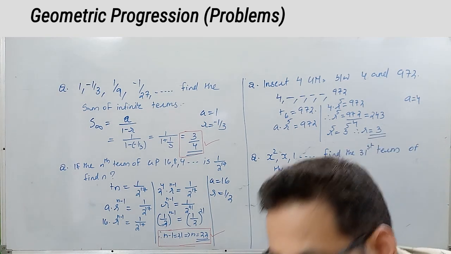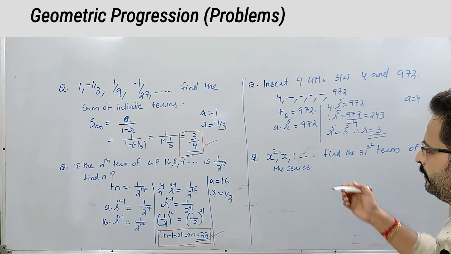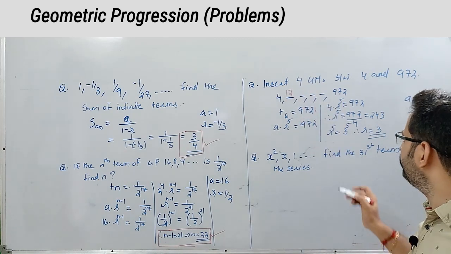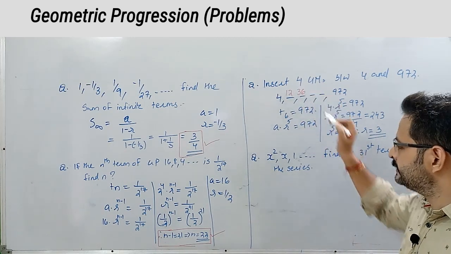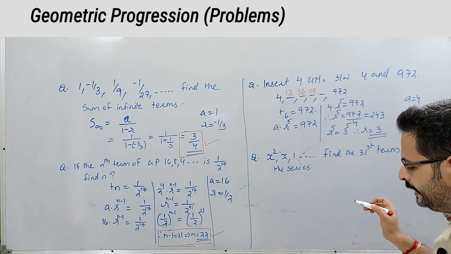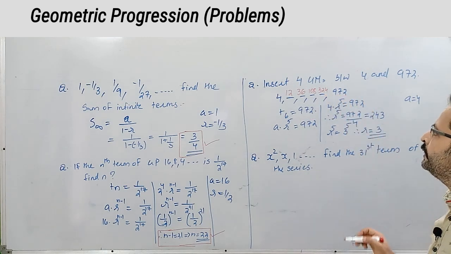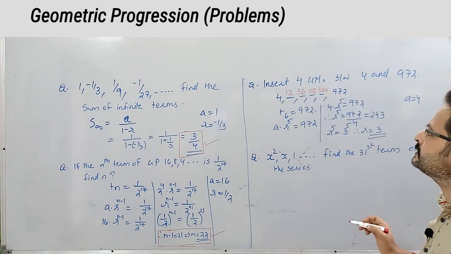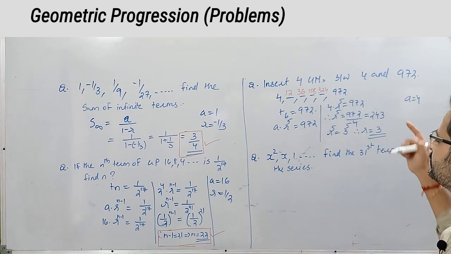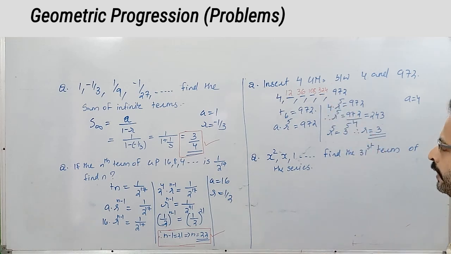Now, we have to find the 4 geometric means between them. Then the second term will be 4 into 3, 12. Then 12 into 3, 36. Then 36 into 3, 108. Then 108 into 3, 324. Then 324 into 3, we will get 972. Therefore, the 4 geometric means between 4 and 972 will be 12, 36, 108 and 324.